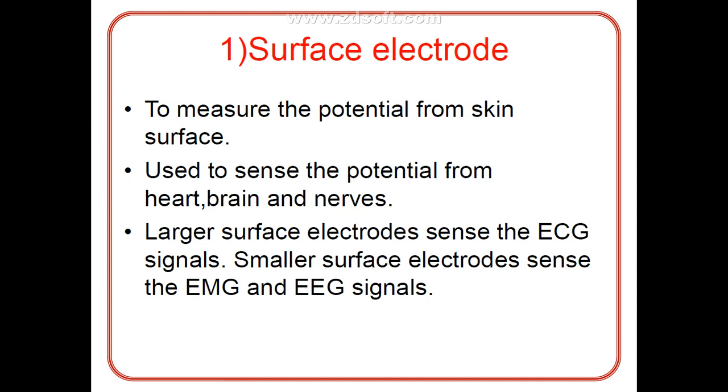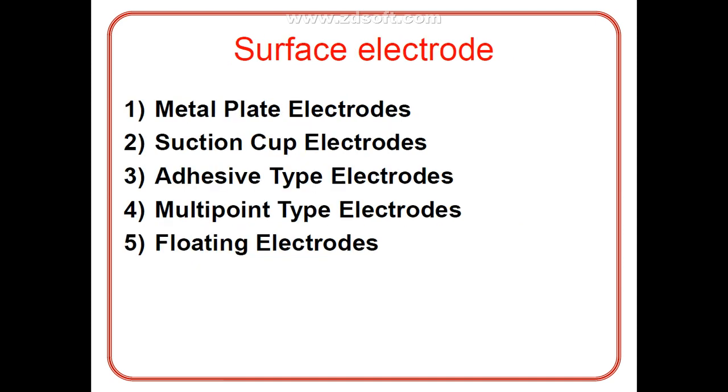First one is the surface electrode. The surface electrode is used to measure the potential from the skin surface. It is also used to sense the potential from heart, brain and nerves. Larger surface electrodes sense the ECG signals. Smaller surface electrodes sense the EMG and EEG signals. Surface electrodes have 5 types: metal plate electrodes, suction cup electrodes, adhesive type electrodes, multi-point type electrodes, and floating electrodes.